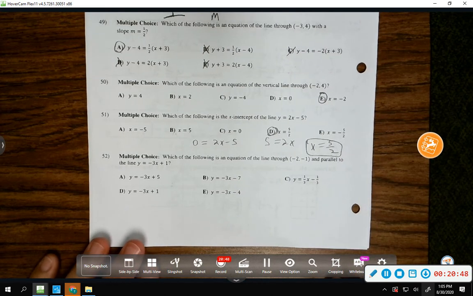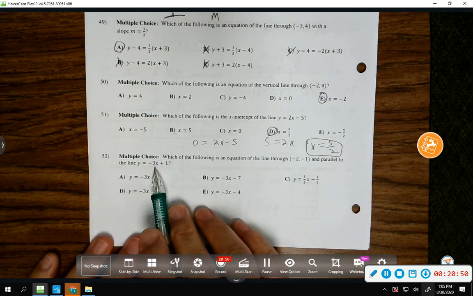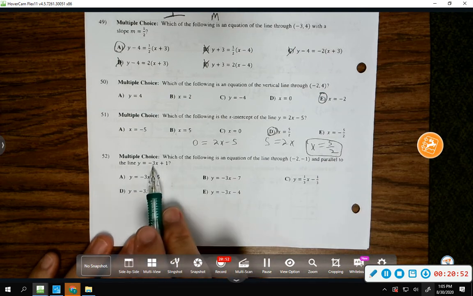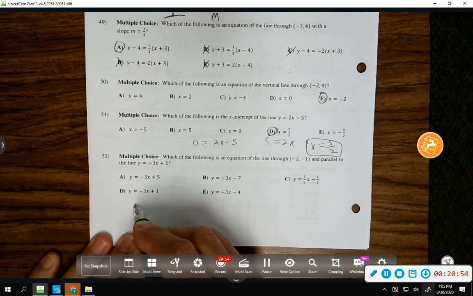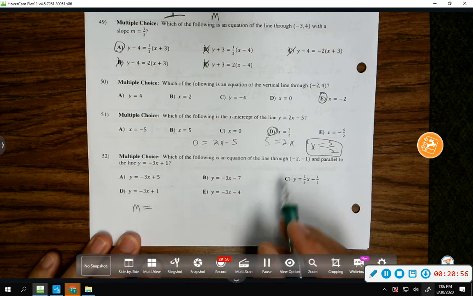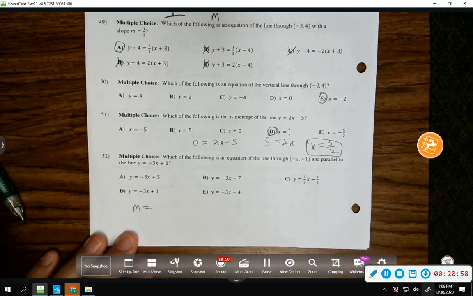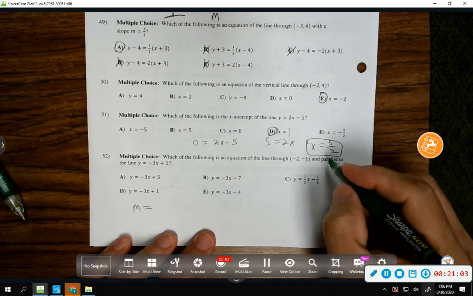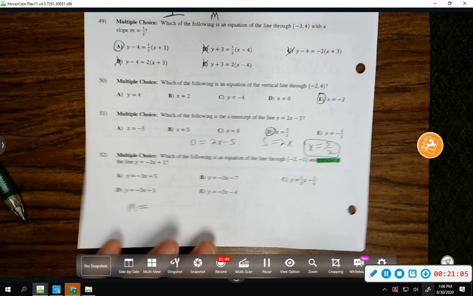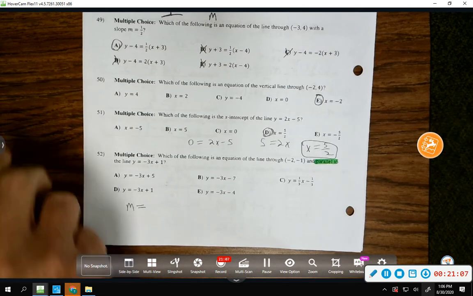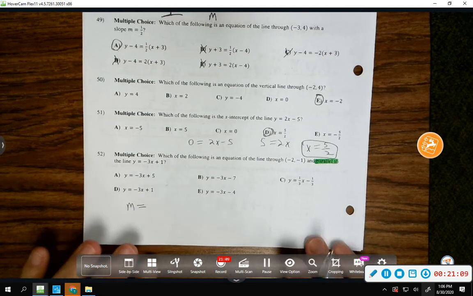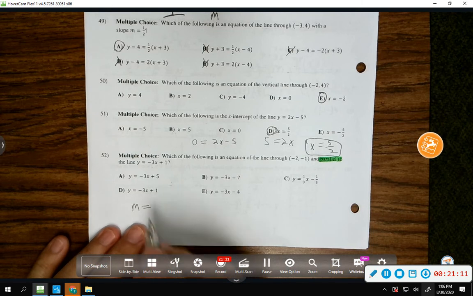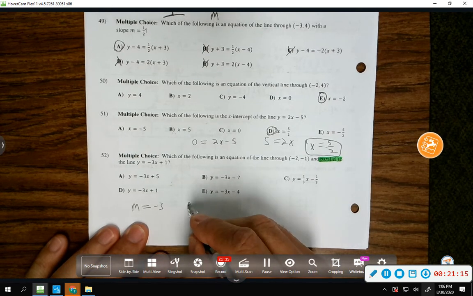And the last problem on this set, which of the following is an equation for the line through this point and parallel to this line? Well, if it's parallel to this line, it has the same slope. It's not perpendicular. We have to be very careful. As a matter of fact, I should be highlighting that word, and you might want to do it every time. So you make sure you know: are they asking about parallel, or are they asking about perpendicular? So parallel has the same slope, but it's going through this point.